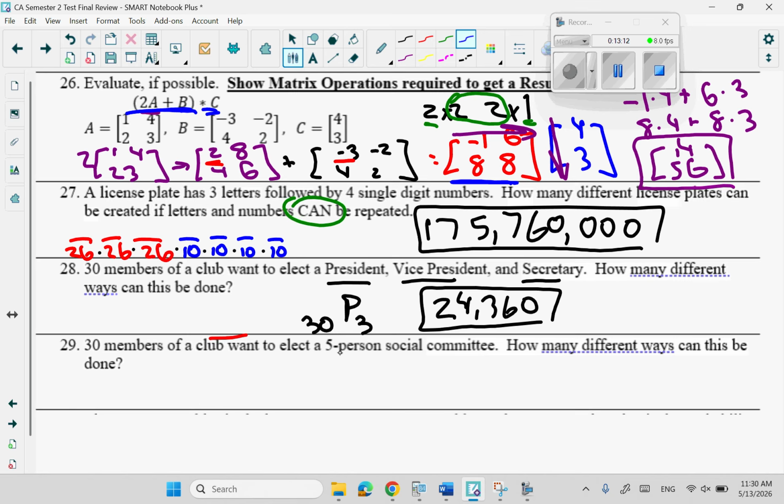30 members of the club want to elect a 5-person social committee. How many different ways can this be done? Well, if I'm selected first, second, third, fourth, or fifth, I'm still part of the committee, so the order doesn't actually matter. So that would be a C, and I would have 30 I'm picking from and selecting 5, so 30C5.